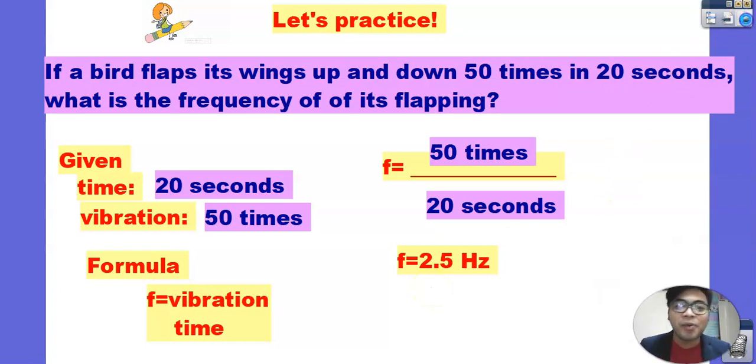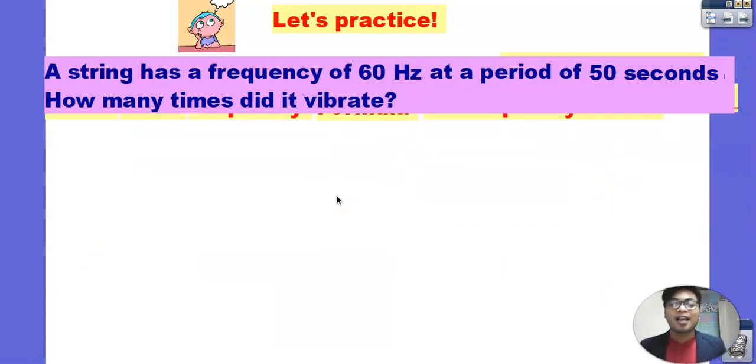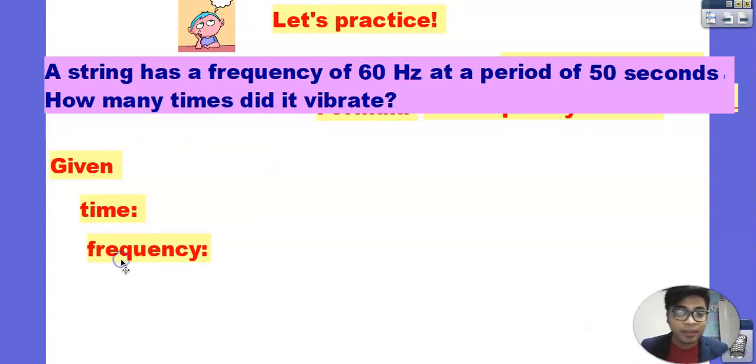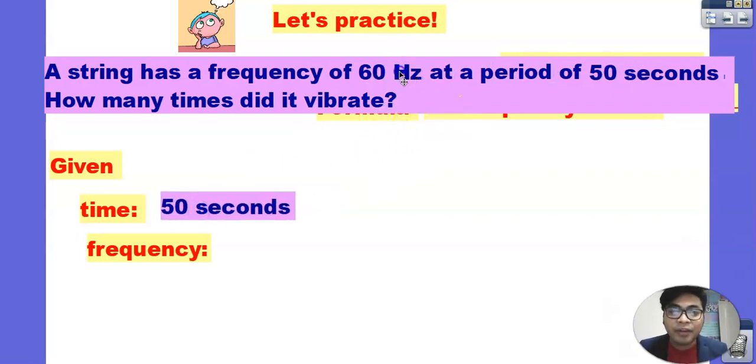Alright, let's take a look at another problem. Here, a string has a frequency of 60 hertz over a period of 50 seconds. How many times did it vibrate? In this case, the given are the time, 50 seconds, and the frequency, 60 hertz. We're going to solve for the number of vibrations. It's a really high pitch. We want to know how many times the string vibrated over 50 seconds, which produces 60 hertz of frequency.